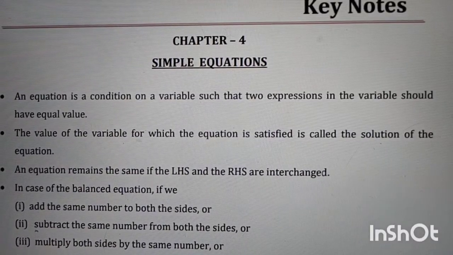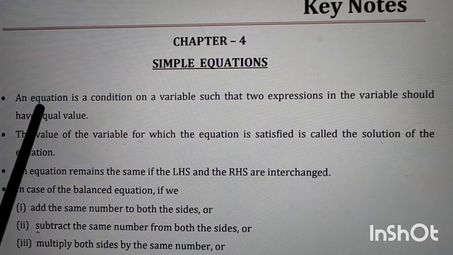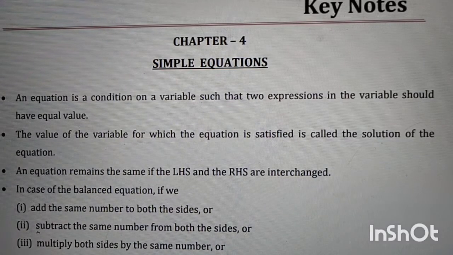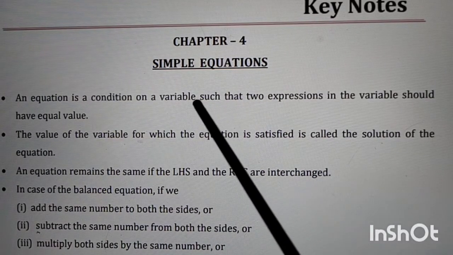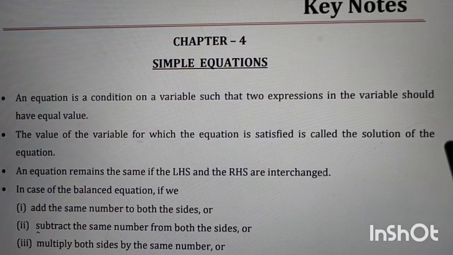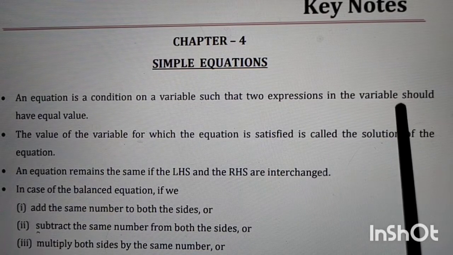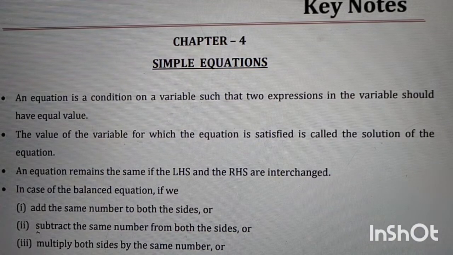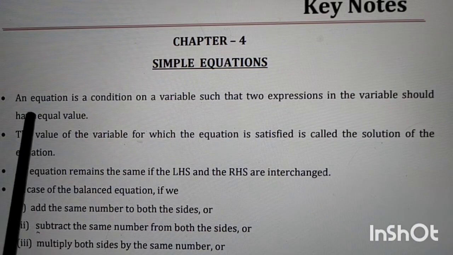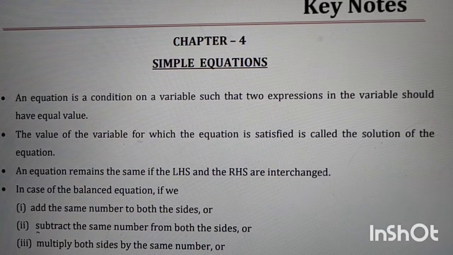So now students, let us start with the keynotes of the simple equations. First keynote is an equation is a condition on the variable such that two expressions in the variable should have equal values. In the equations, the values of the two expressions using the variable are equal. So for an equation we use constants and variable, and when the two expressions are equal we get an equation.